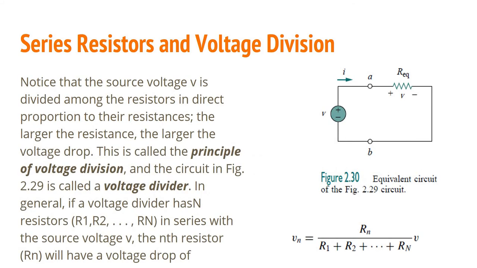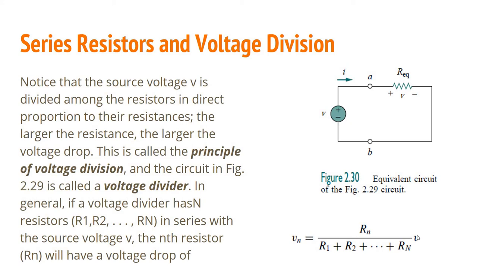Voltage drop of, so we have a voltage drop divided from the voltage source. Okay, so V sub n, there is a right side. V sub n is just equal to R sub n, whichever resistor you want to find the voltage of, divided by the total resistance in the series circuit, times voltage.